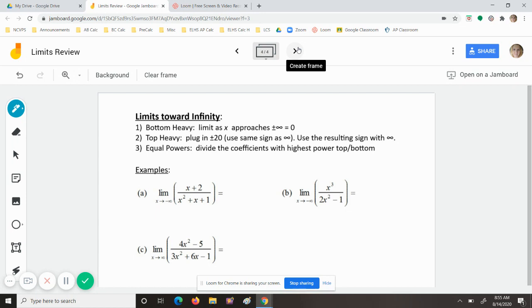I've got one of each case. For part A, we have one where it's bottom heavy. Notice the highest power is degree 2, and that's in the bottom. So limit toward negative infinity is 0. We like those the best. They're very quick and easy.